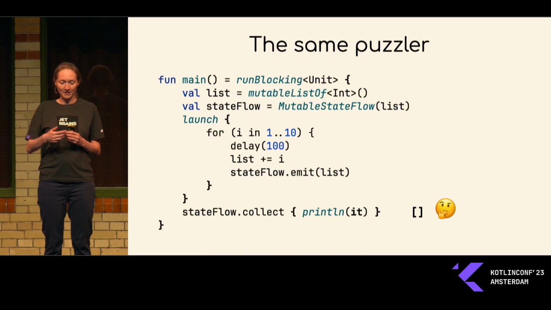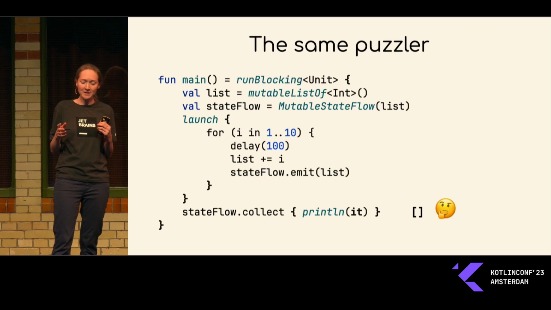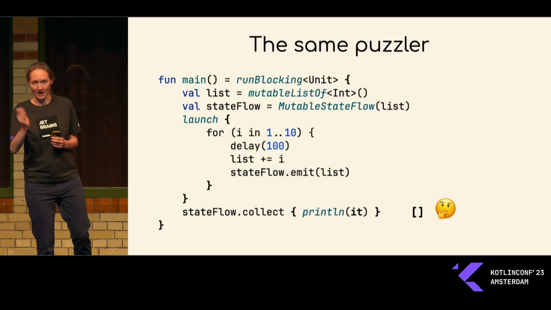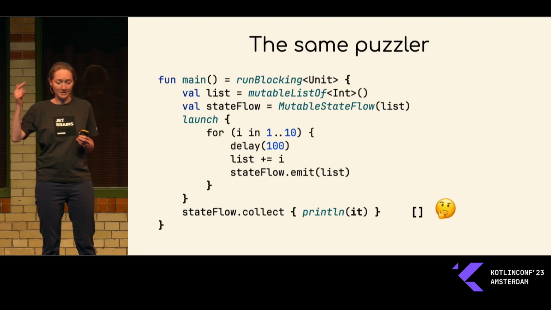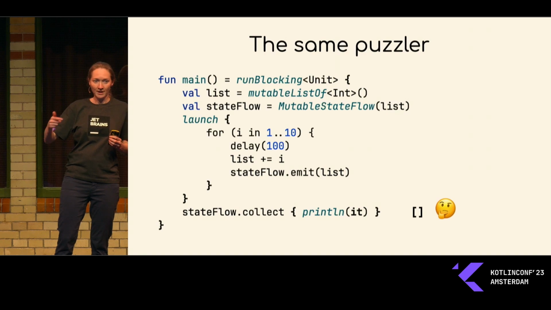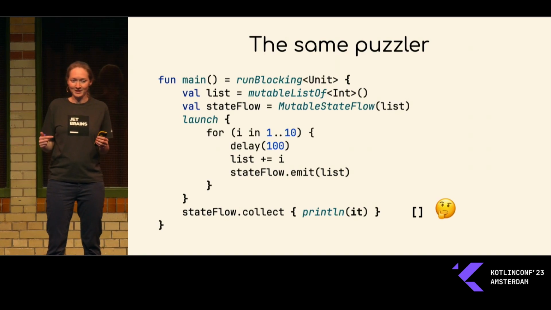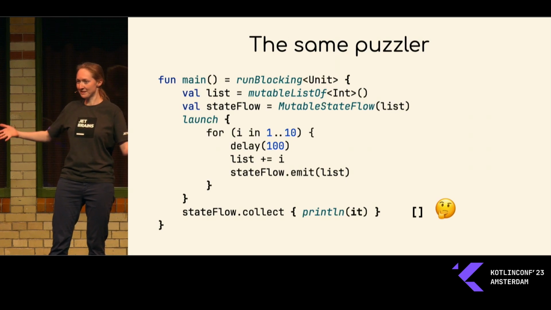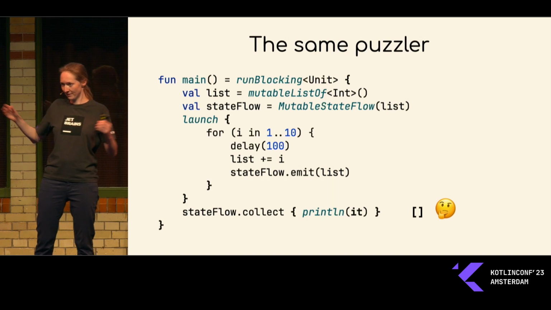And here there is the same puzzler, but without any compose code, without any dependencies. Let's just print the output. If we run the code, here we create a mutable list and we decide to emit the same list to a mutable state flow, and we update the content of this mutable list. Then we print it and we see empty output, and that's it. We don't see any new messages, but here should be 1, 2, and so on.